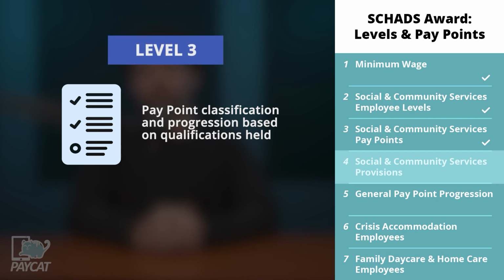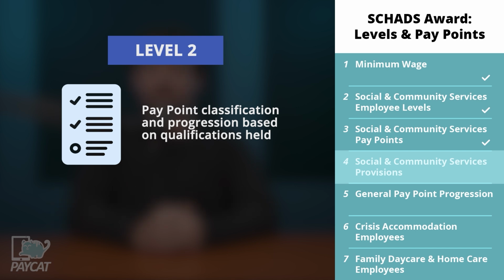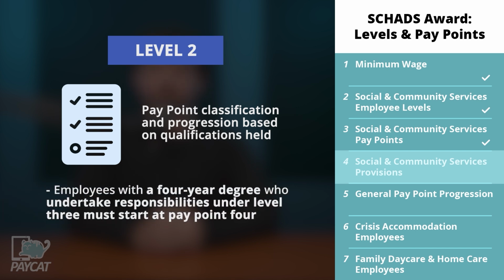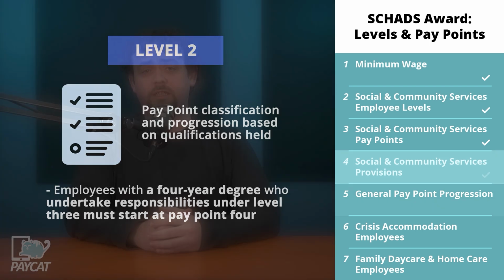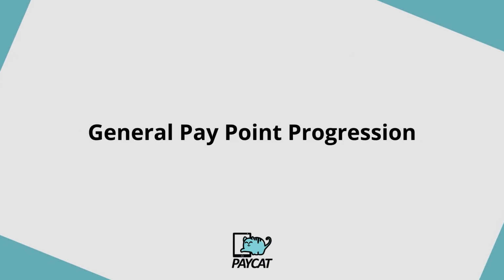Similar provisions operate for Level 3 social and community service employees. If the employee has a 3-year degree and undertakes responsibilities under Level 3 classifications, they must start on pay point 3. And graduates with a 4-year degree who undertake work related to the responsibilities under Level 3 must start at least at pay point 4. Levels 4 to 8 for social and community service employees don't refer to specific pay point progression rules, so you'll simply apply the General Progression Clause.